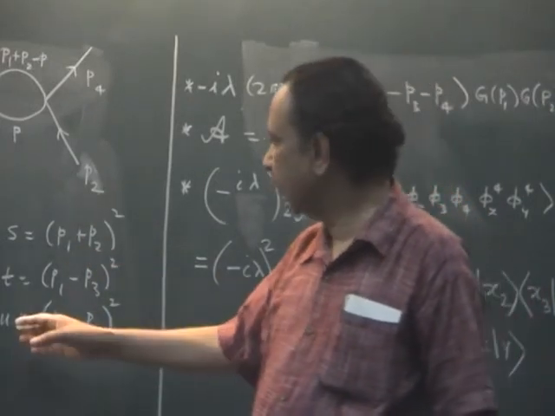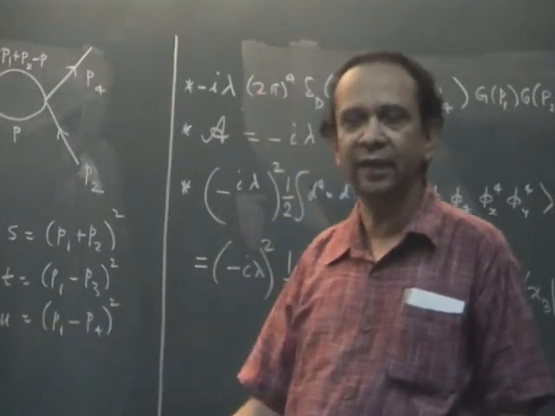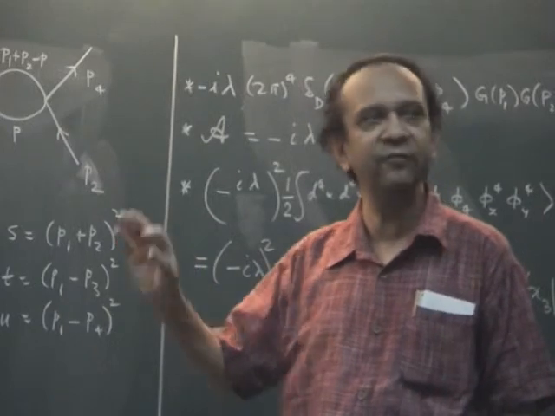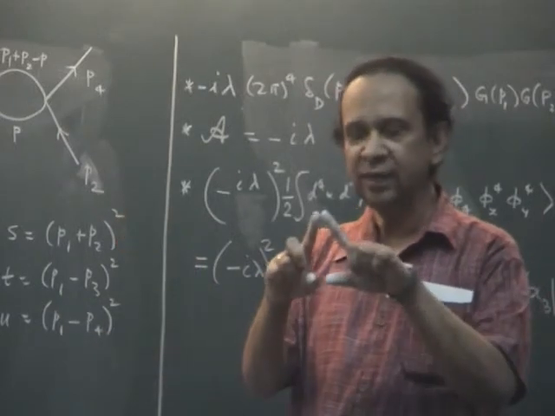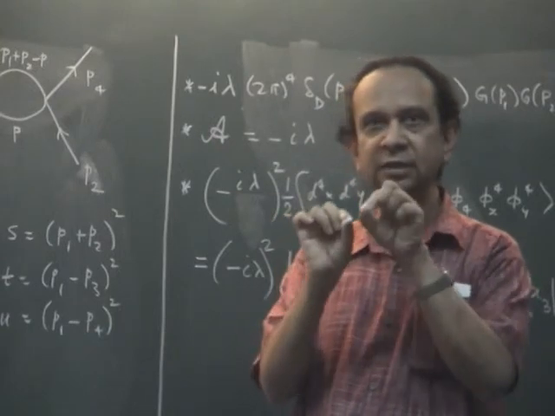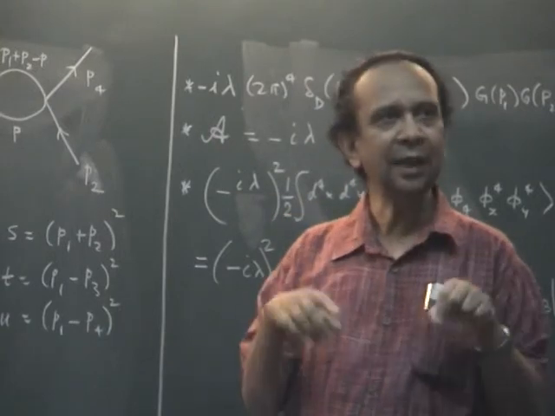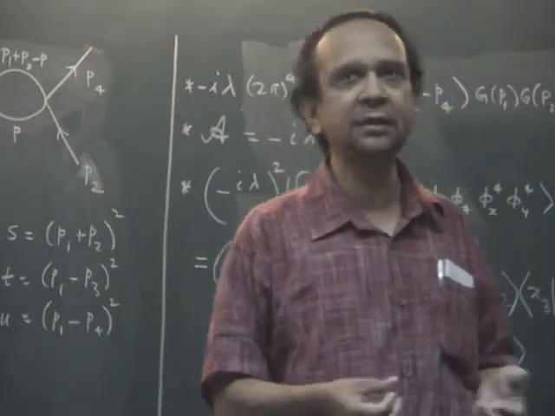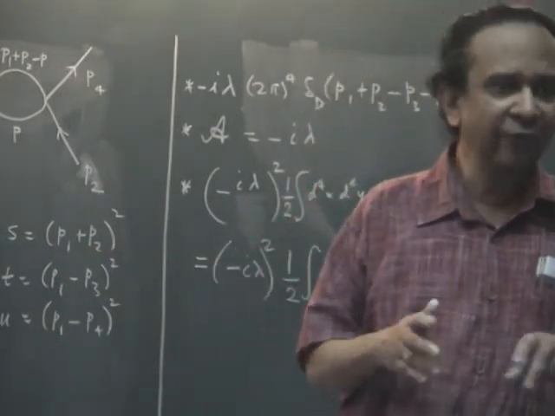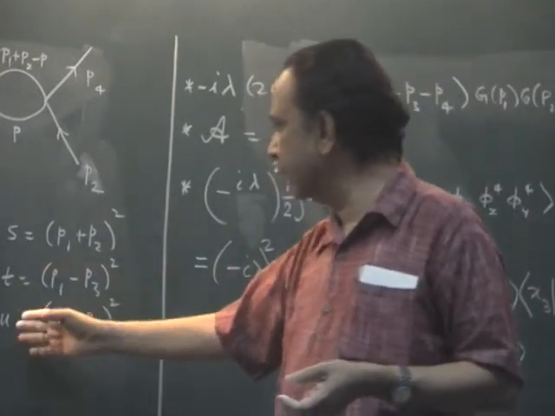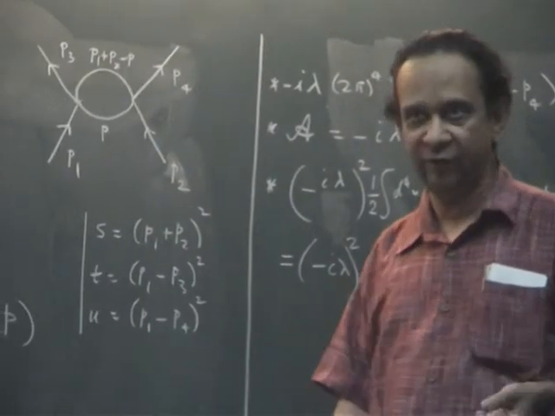For example, you can compute S plus T plus U, and you will find that it is M1 square plus M2 square plus M3 square plus M4 square. So you can represent them like an equilateral triangle. S, T, U are the perpendicular distances from any point inside. Things like that can be done, and they can be related to center of mass energy and scattering angles and various things. We won't need any of this because we are not going to do scattering theory. But these are the three scalars which you can build.